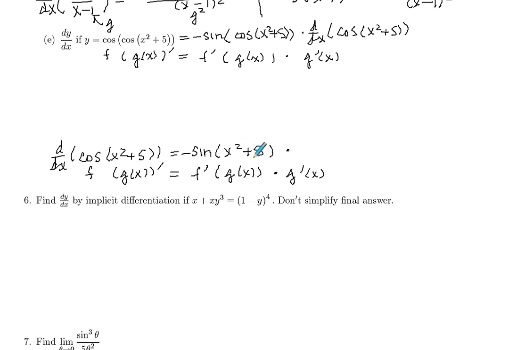Now times the derivative of this inside function. So derivative of x squared is 2x. Derivative of 5 is 0. Okay, so here is our expression for the derivative of the inside. So we're just going to plug that in here and we're all set.